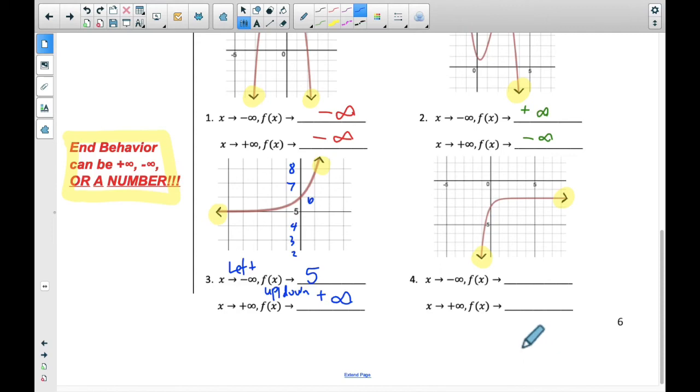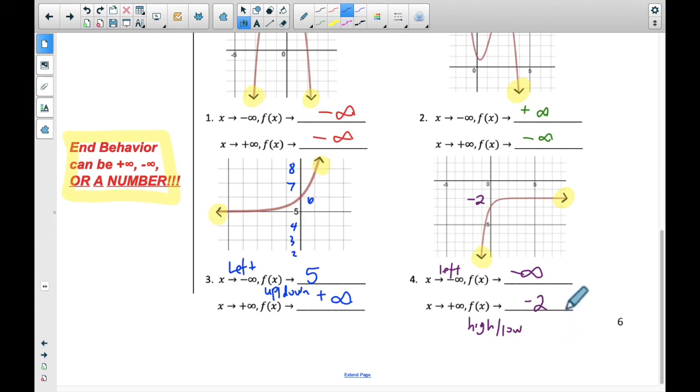Let's think of that same concept for number 4. On number 4, as we go to the left, it's going down, down towards negative infinity. As we go to the right, it's going up, and it's going up towards, what do you think that number is? Looks like a -1, -2, right? It's getting closer and closer and closer to -2, but it never gets there. It's basically how high or how low it's going. And it's going up towards -2, but it never actually gets there.